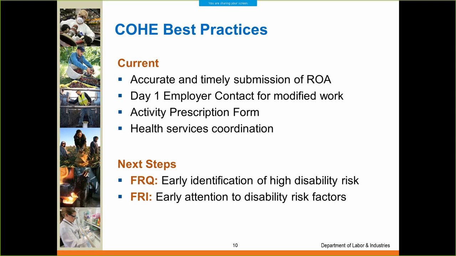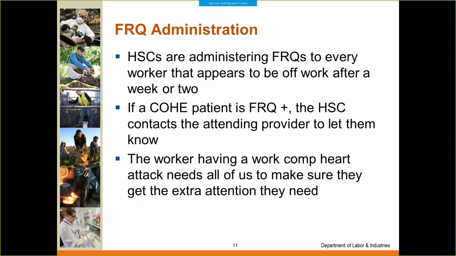and the FRI, or functional recovery interventions, which is early attention to those disability risk factors in those high-risk patients. So right now, the FRQ is being administered based on some information you get in your OMS tracking system. And to every worker who appears to be off work after a couple of weeks, you're contacting them, getting the FRQ administered. And if an FRQ is positive, HSCs are contacting the attending provider to let them know about it.